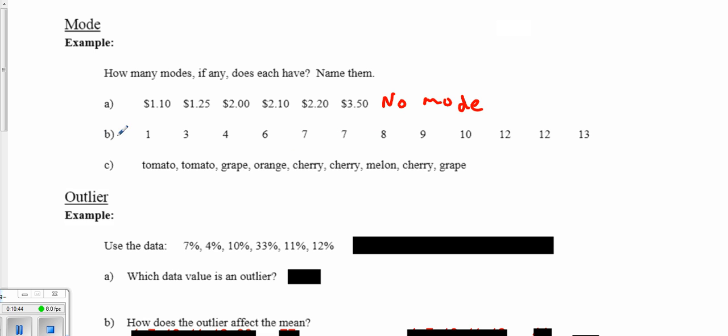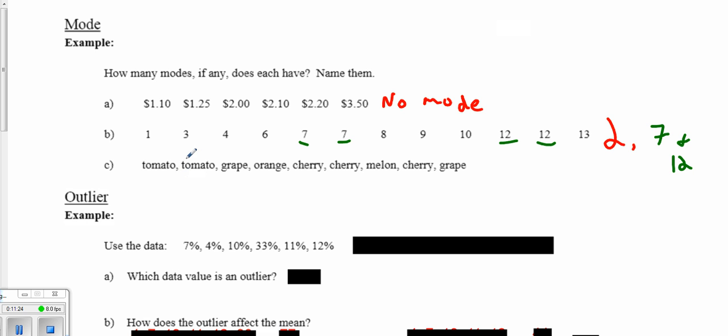So let's look at B then. 1, 3, 4, 6, 7, 7, 8, 9, 10, 12, 12, and 13. This one actually has two modes. I'm just going to put a 2 and a comma here. What are they? 7 happens twice, and 12 happens twice. So we would say 7 and 12. These are both going to be our modes. Okay? Like I said before, it is okay to have more than one mode as long as each one of them is happening the most number of times. Both of these happen twice, more than any other number.